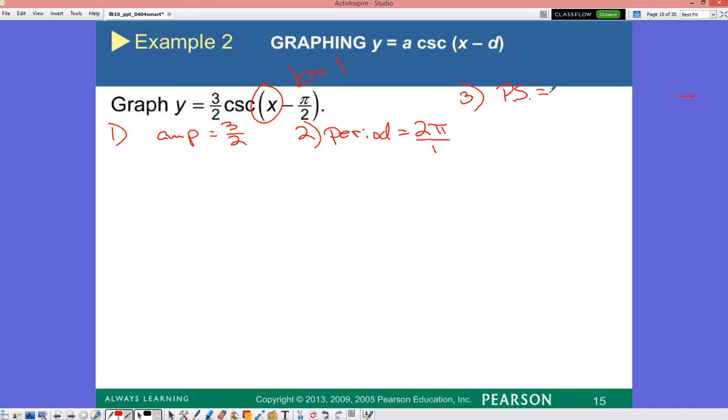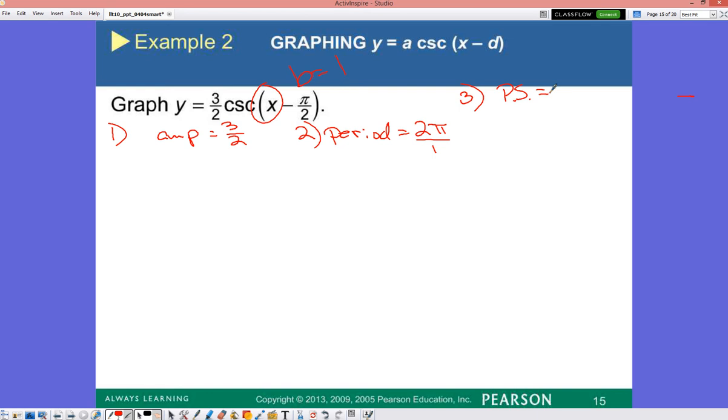So the phase shift is going to be what? Negative pi over 2. Well, how'd you get that? Now, see right there where I circled where it says x minus pi over 2. Because this piece right here, the minus pi over 2, you take that number and divide it by b. But b is 1, so it's just negative pi over 2. Does that make sense?